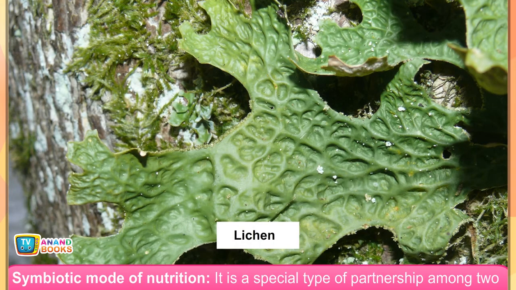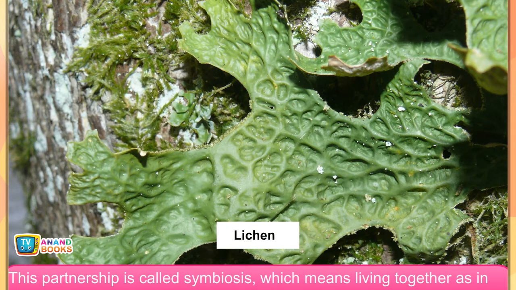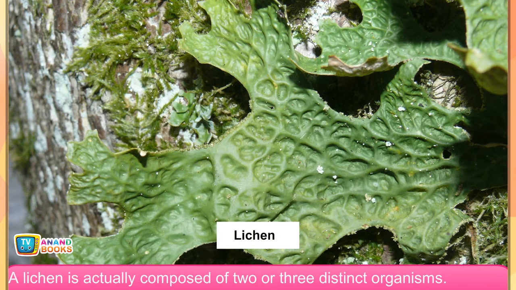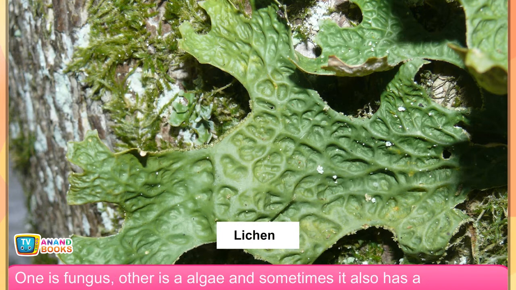Symbiotic mode of nutrition. It is a special type of partnership among two different types of plants that live together for their sustenance. This partnership is called symbiosis, which means living together, as in lichen. A lichen is actually composed of 2 or 3 distinct organisms. One is fungus, other is algae, and sometimes it also has a photosynthesizing bacterium.